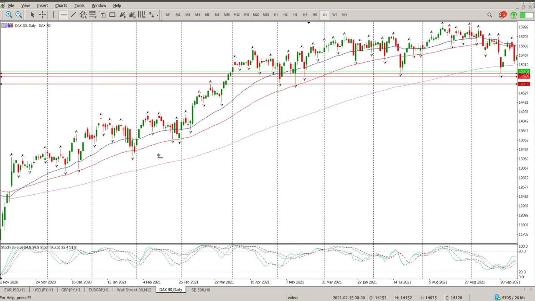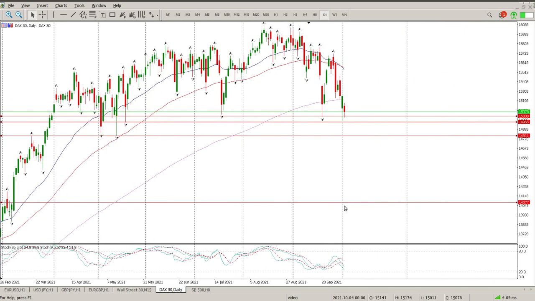And what I'm looking at is this bit of structure here, and that's the area that I am targeting, which is around 14,077. I'd round that off to 14,000. That would be the downside target at the moment.